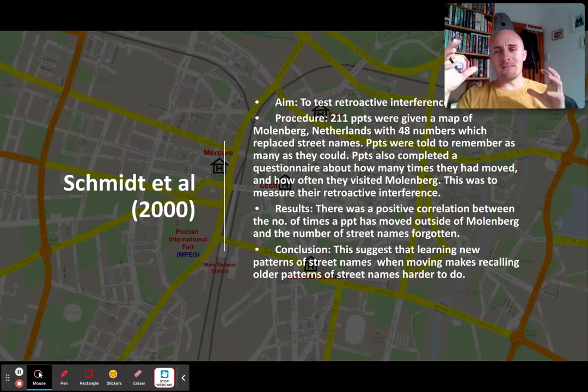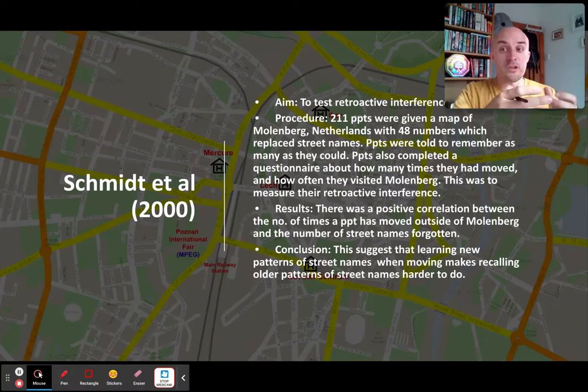He got a map of Molenberg in the Netherlands. Do not call it Holland, right? Because Holland is a part of the Netherlands. That's like calling Hampshire the UK, or the UK Hampshire, right? That's actually more correct. He got a map of Molenberg, and he replaced 48 street names with numbers.